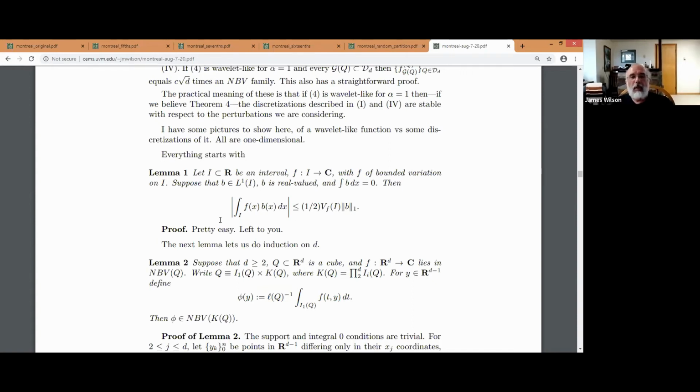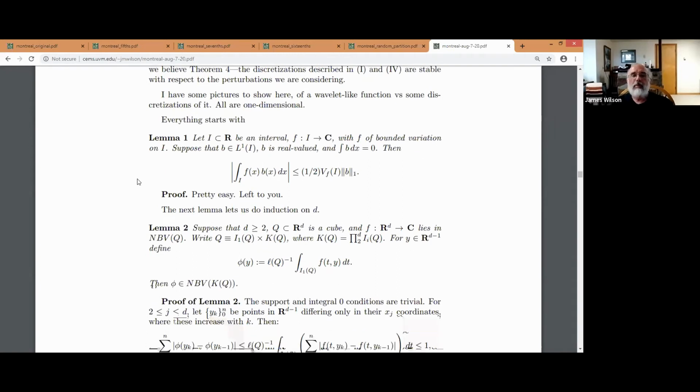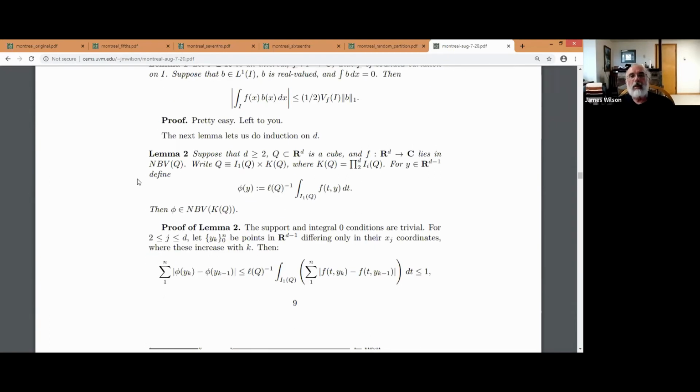Now, the next lemma is something we use to do an induction argument. We're first going to prove Theorem 3 for d equals 1, and then induct on the dimension. So Lemma 2 is basically what allows us to do this induction. Suppose that the dimension is at least 2, Q is a cube, and f is NBV on Q. We're going to factor Q as its x1 Cartesian factor crossed with everything else.